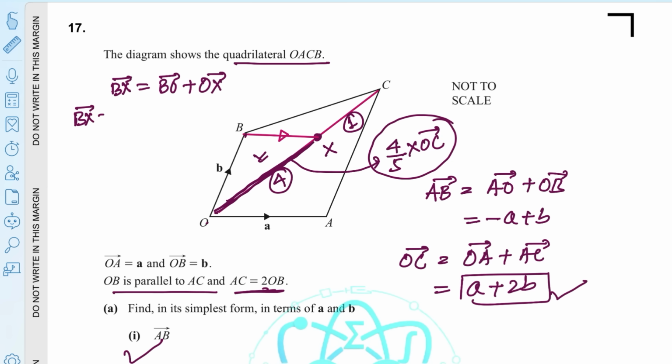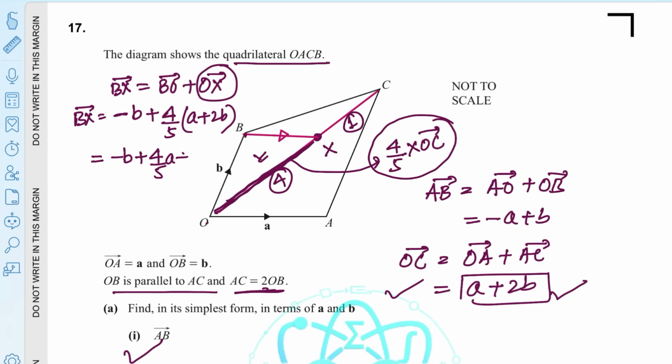So BX vector equals BO vector, means go in the opposite way. So I'll take minus b plus, in place of OX, I can write 4 out of 5 times OC vector, that is a plus 2b. Okay, now you have to simplify this. How to simplify this? So minus b, expand the bracket, it will be 4 out of 5 a and it will be 8 out of 5 b, right? Now 4 out of 5 a plus, these two terms are like terms. So minus 1 plus 8 over 5. See, minus 1 plus 8 over 5.